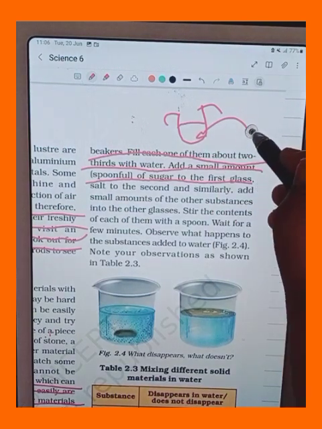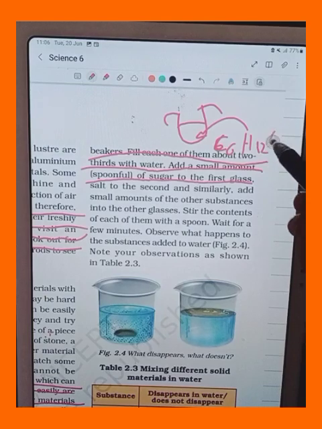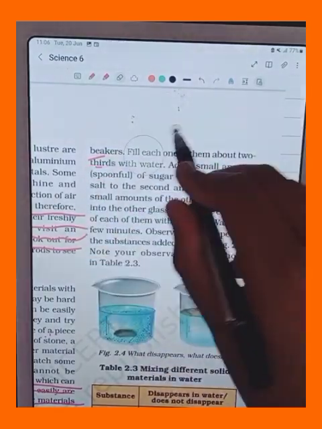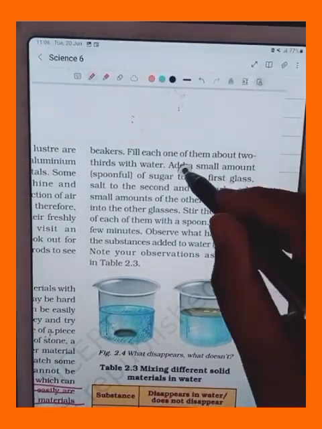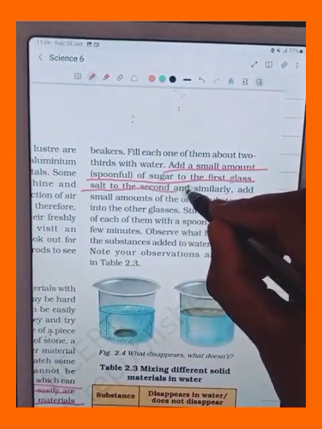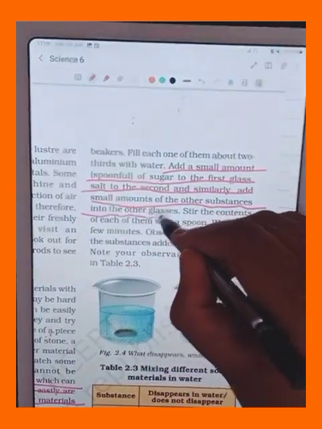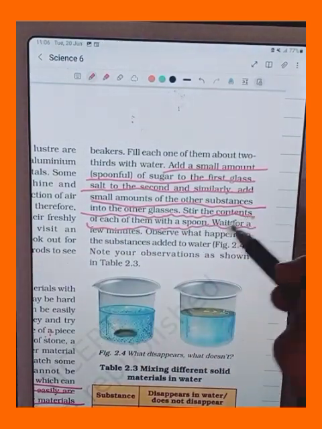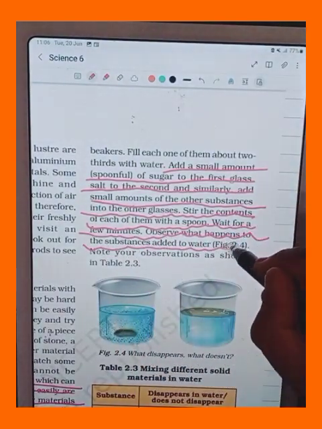Add sugar. So what is the sugar formula? C6H12O6. This is the formula of sugar. So add a small spoonful of sugar to the first glass, salt to the second, and similarly add a small amount of other substances into other glasses. Stir the contents of each of them with a spoon. Wait for a few minutes. Observe what happens to the substance added to water.